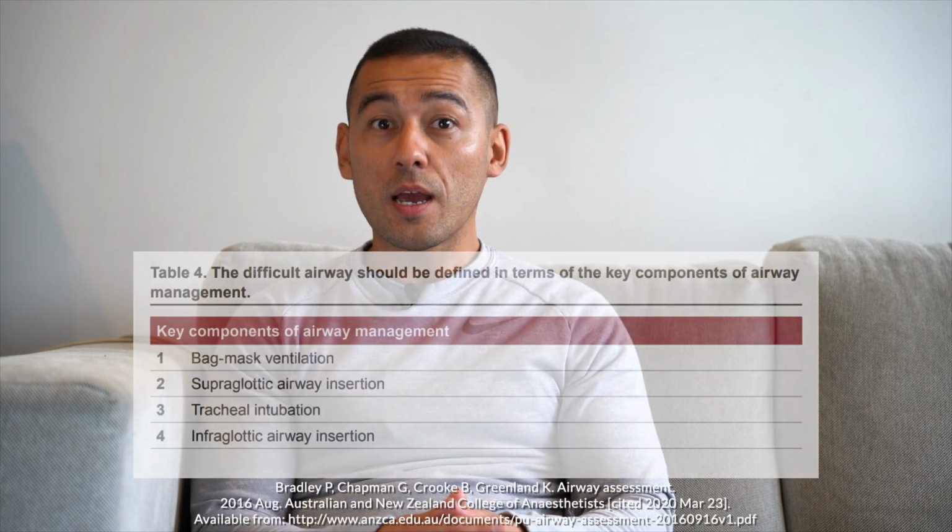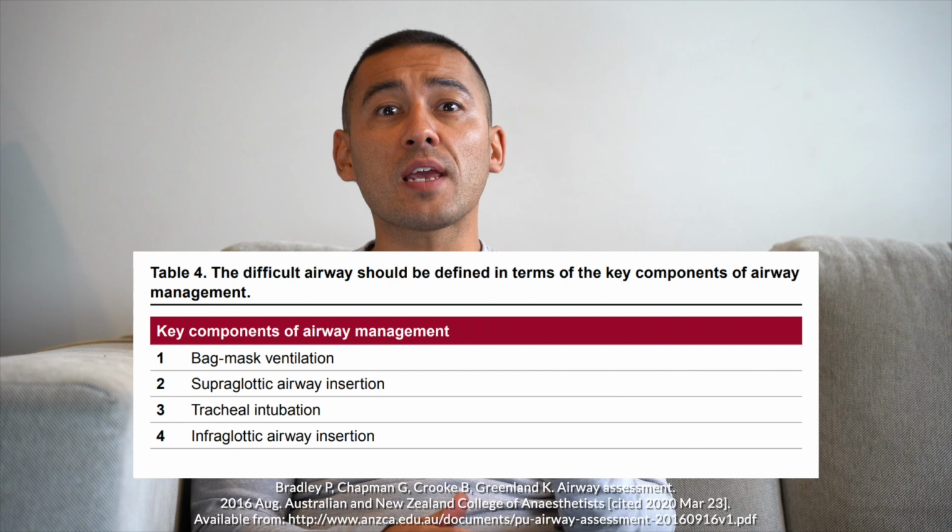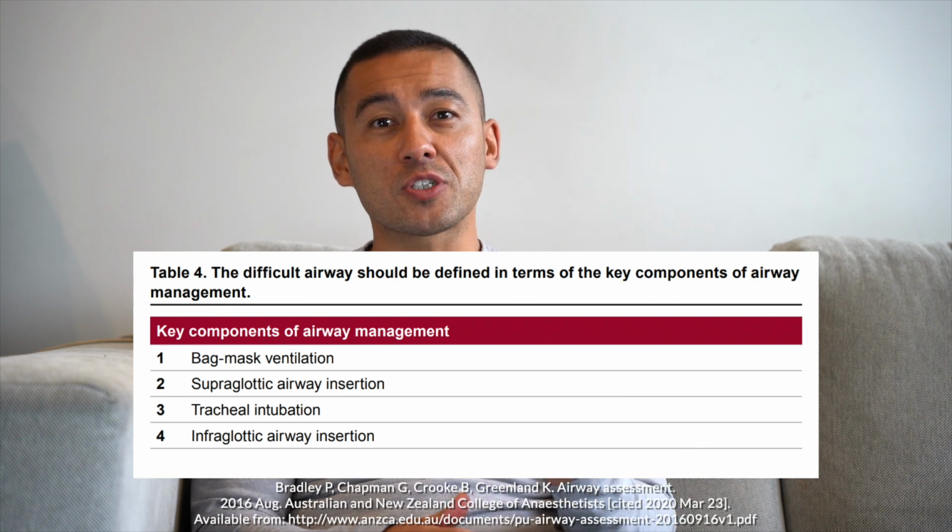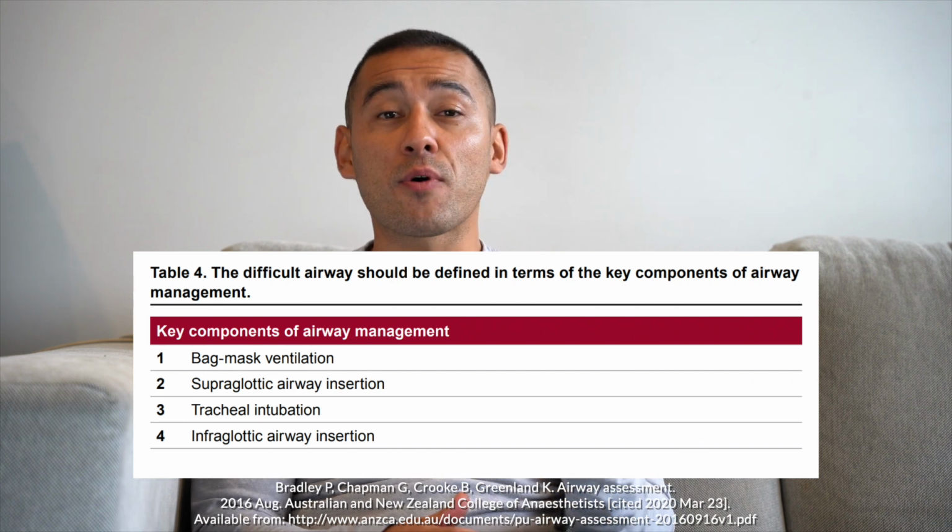Pre-intubation airway assessment should look at more than just the predictors of difficult intubation. In fact, according to the Australian and New Zealand College of Anaesthetists, an airway assessment should investigate the potential difficulties at every stage of airway management, including BVM ventilation, supraglottic airway insertion, tracheal intubation, and infraglottic or surgical airway insertion.